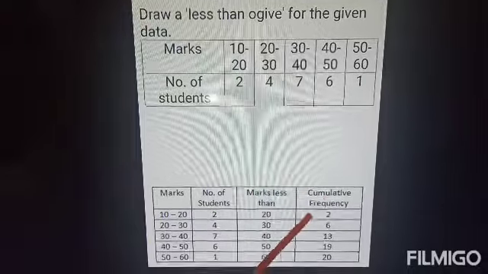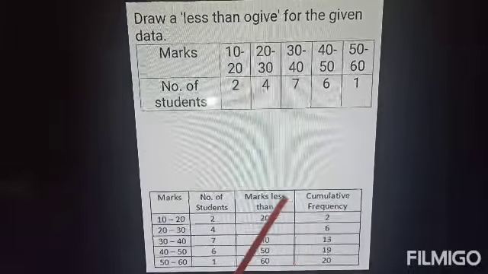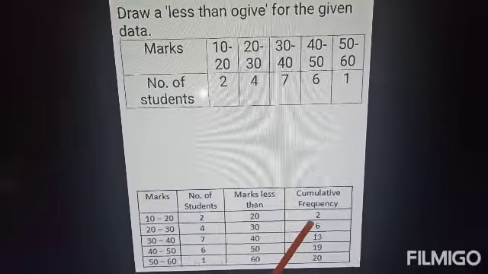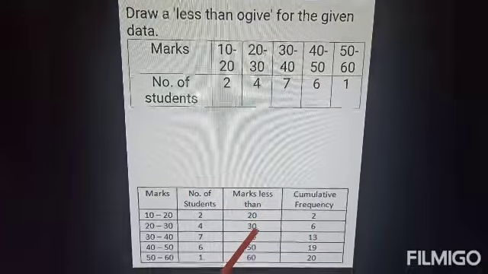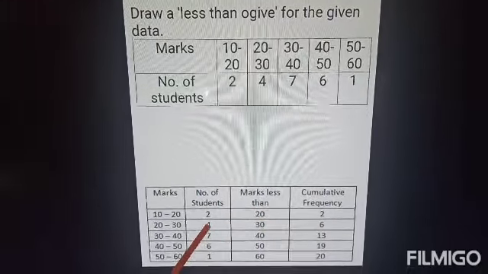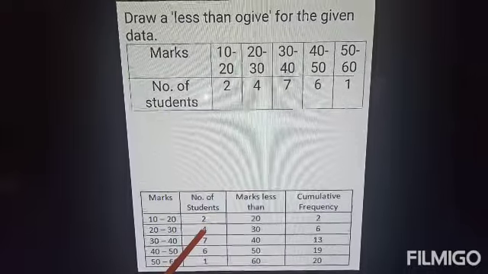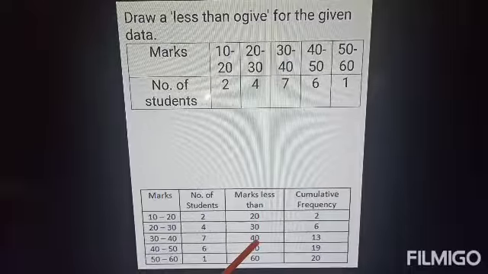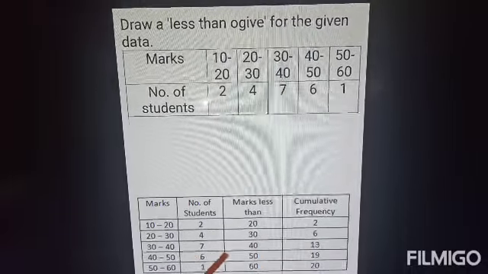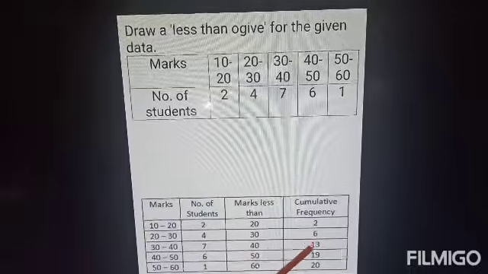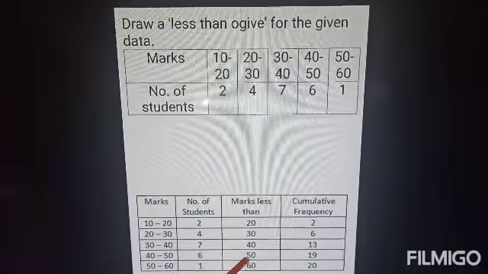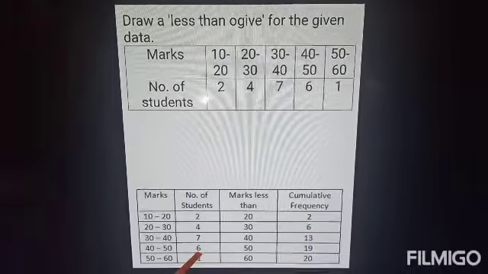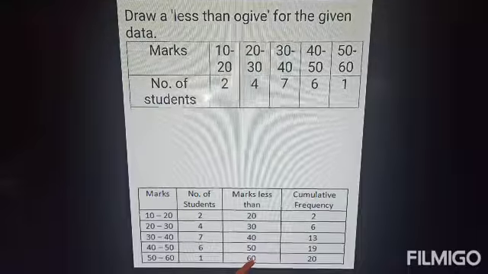For less than 20, the frequency we have to take as it is. First one, take as it is. For the first number, the frequency also as it is. Next, less than 30. For less than 30, we have to add. For 2, we have to add the 4. 2 plus 4, it becomes 6. Then less than 40. For 6, again we have to add this 7. 6 plus 7 will get 13. Then less than 50. 13 we got, no. For that we have to add again 6. And less than 60.